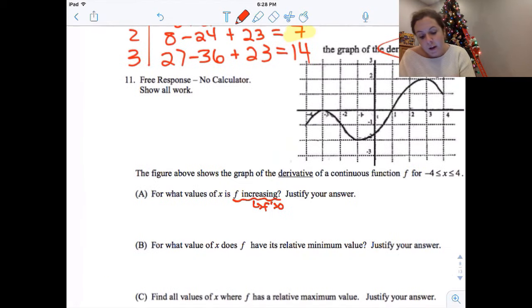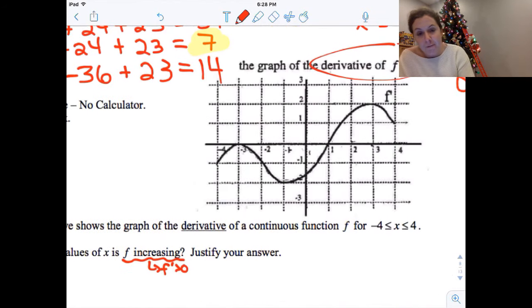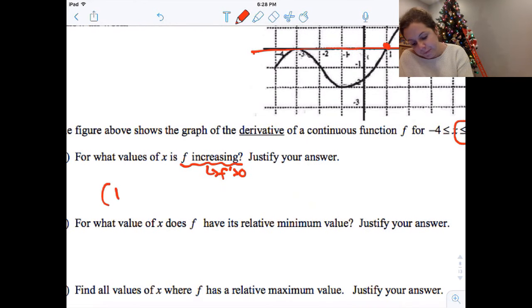Now f prime is negative anywhere below the x-axis, positive anywhere above. So because my interval only goes to 4, this is happening from 1 to 4. And you'd say because f prime is greater than 0, right? Do not say because f is increasing.